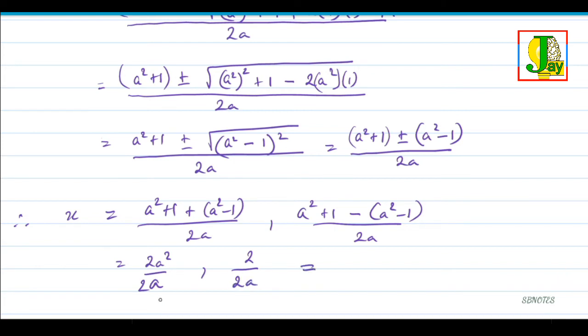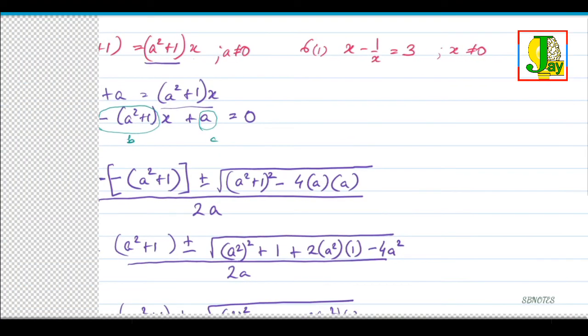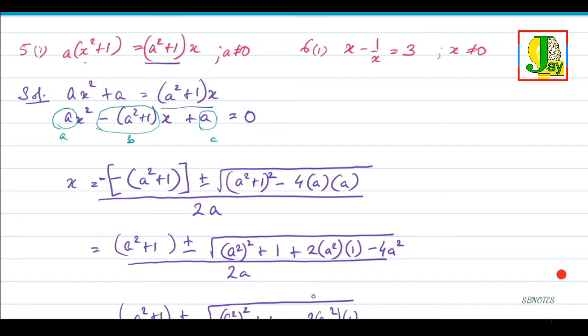So what are the two solutions we have? If you simplify this one, 2a gets cancelled, in the numerator we have a, and here 2 cancelled, 1 by a. So the solutions are a and 1 by a. If you want to verify your result, you can just put those values in the equation. You can just put a and 1 by a in place of x, and you should find the left hand side should be equal to the right hand side.